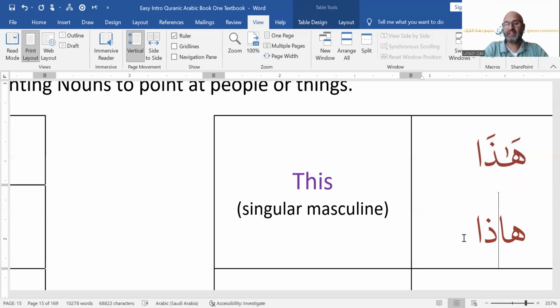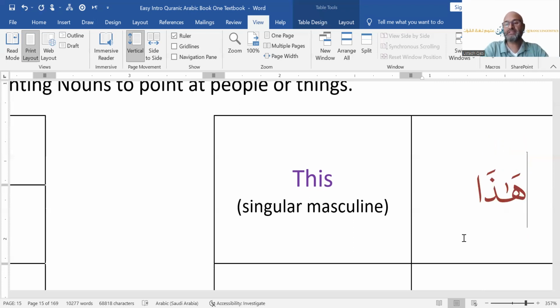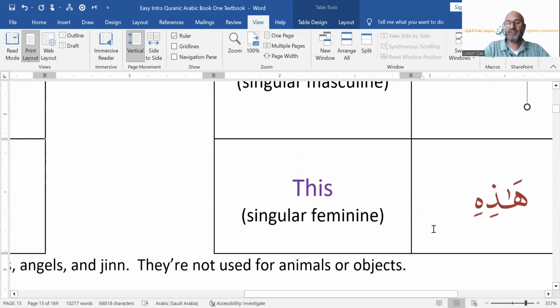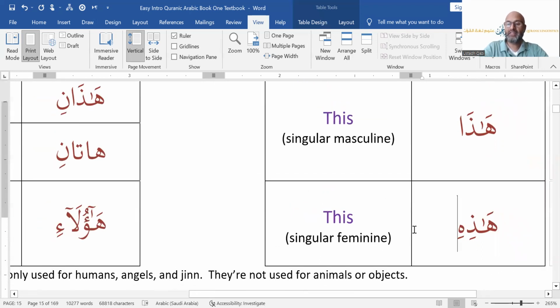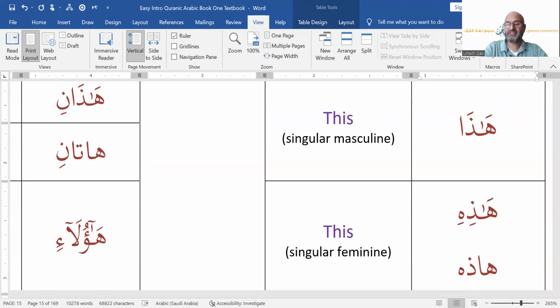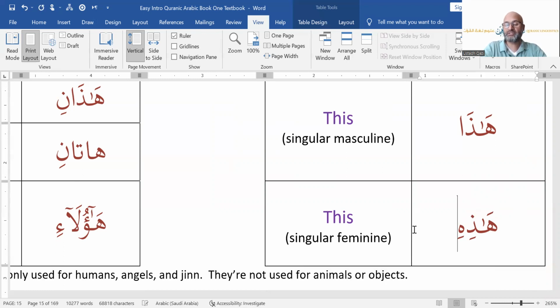So this alif is not written, and instead you have the dagger alif, and it consists of 4 letters: ha, alif, dha, alif, and it means this. The feminine version of hadha is hadhihi. Originally, it's written like this, again with the dagger alif. So the number of letters for hadhihi is 1, 2, 3, 4. 4 letters that look like actually 3 letters.